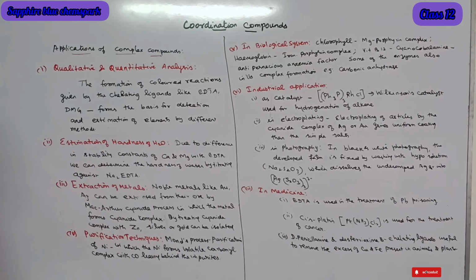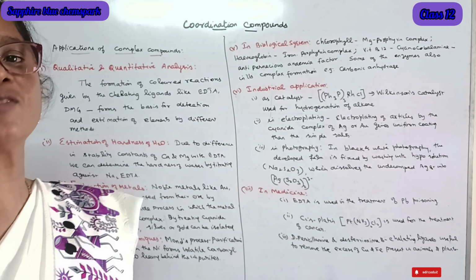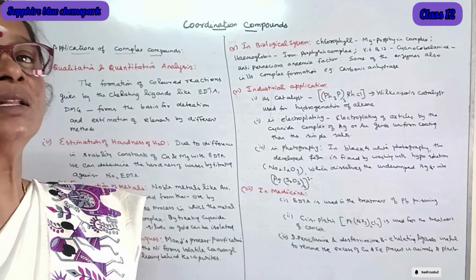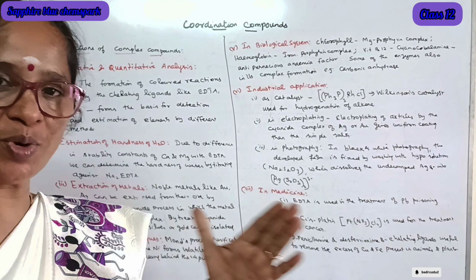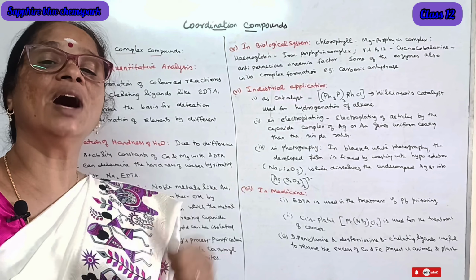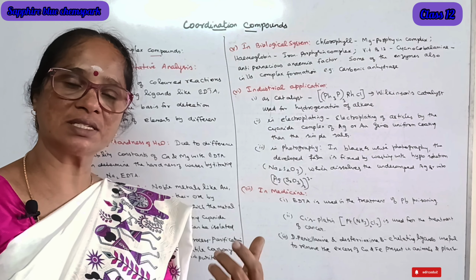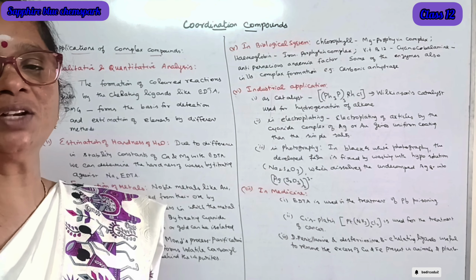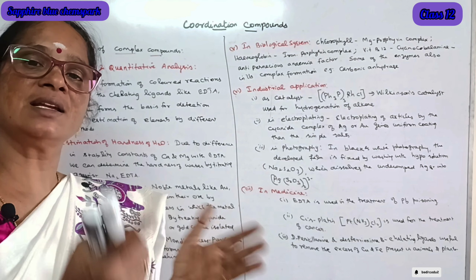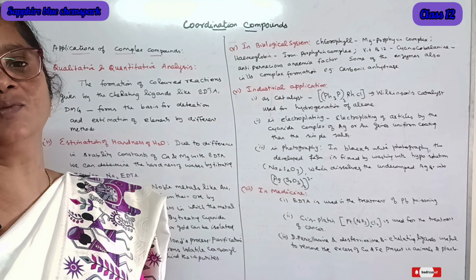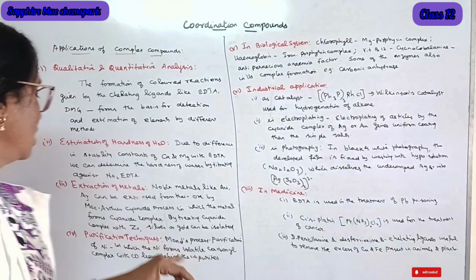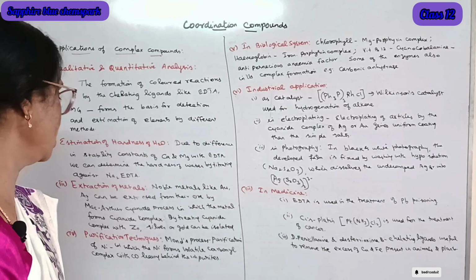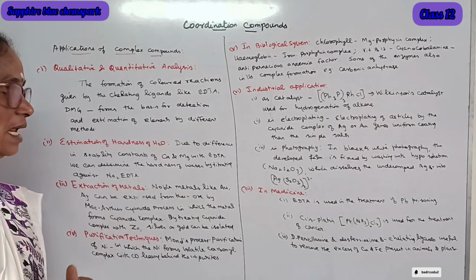The next one: it is also useful in the extraction of metals, particularly noble metals like gold and silver. The gold or silver ores are usually treated with sodium cyanide, where it forms the cyanide complexes of silver or gold. These cyanide complexes, on treatment with zinc metal, the zinc replaces the gold and silver from their complexes. So we can have the free metal atoms from their ore. That process is usually known as the MacArthur cyanide process.